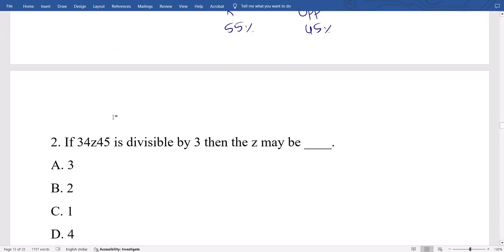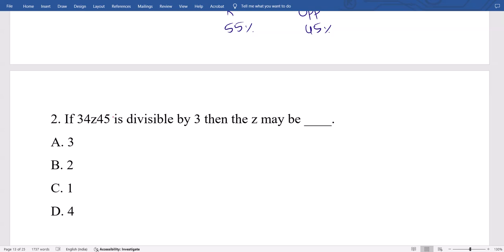The divisibility by 3 rule is that the sum of digits must be divisible by 3. 4 plus 5 is 9, divisible by 3. 3 divides 9. So Z must be equal to 2. Then only is the entire number divisible by 3. Sum of digits, which is 3 plus, yes, I'm directly cancelling. 4 plus 5 is 9, it can be divided by 3. I'm removing it directly.